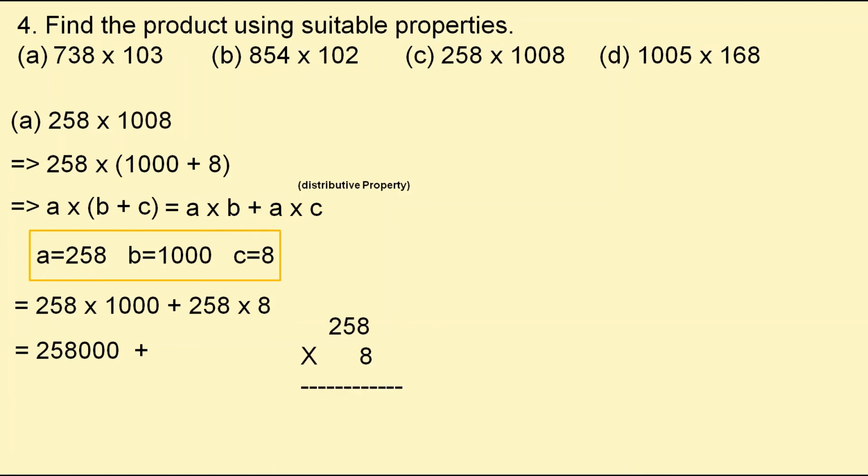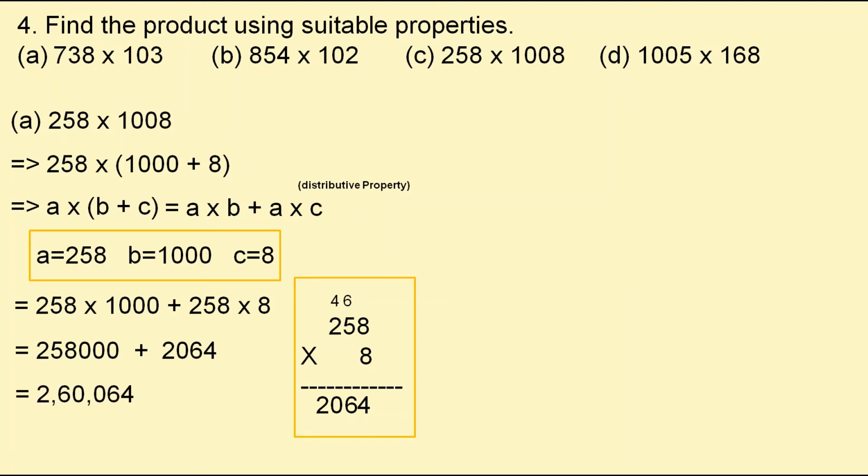8 8s are 64, so 6 is on carry. 8 5s are 40 plus 6 is 46. 8 2s are 16 plus 4 is 20. So let's write this product. Now it's easy to find the sum, that is 2,60,064.